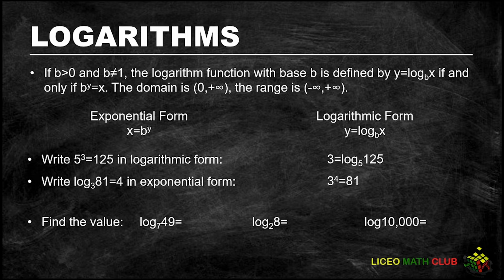So, for log base 7 of 49, the answer is 2, since 7 squared is equal to 49. For log base 2 of 8, the answer is 3, since 2 cubed is equal to 8. And finally, for log of 10,000, the answer is 4. For logarithms with no subscripted base such as this, it is assumed that the base is 10. So 10 raised to 4 is equal to 10,000.